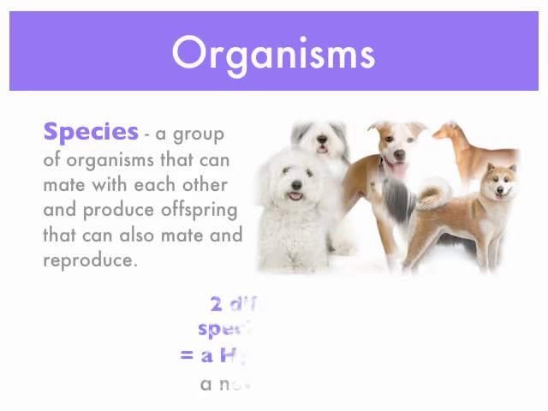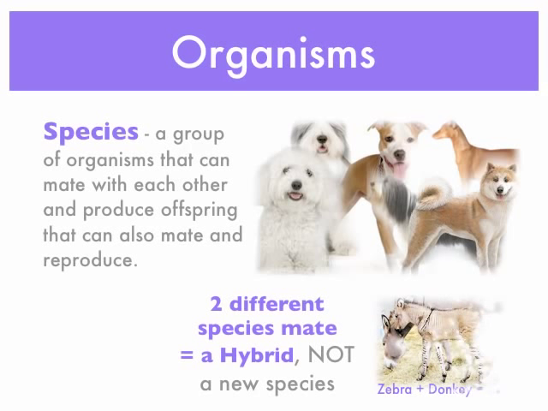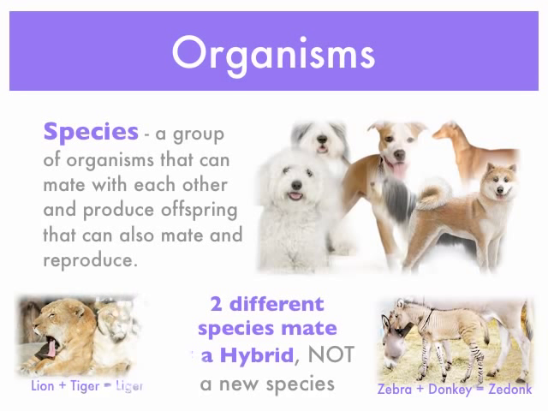We also have another type of organism that is known as a hybrid. That is where you take two different species and they mate, and they produce something that's kind of half of each of the original organisms. So if you take a zebra and a donkey, you get something known as a zedonk. And you've probably heard of this one: if you take a lion and mate it with a tiger, you're going to get a liger. These guys are not their own species. They cannot produce offspring. They're sterile. They're considered hybrids.